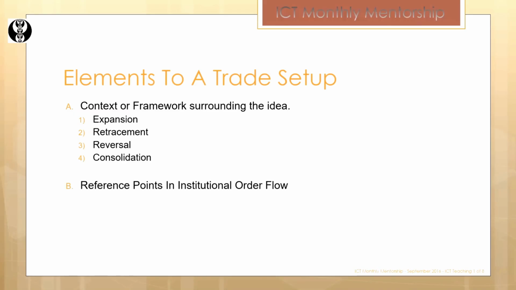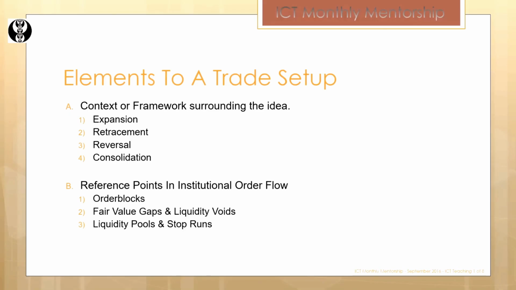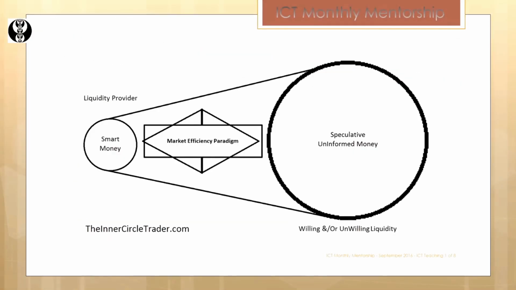Now, the other characteristic we use for defining elements to a trade setup is using these 4 criteria for context and framework to specific reference points in institutional order flow. The first one is order blocks. The second one is fair value gaps and liquidity voids, liquidity pools and stop runs, and lastly, equilibrium. Now, understanding those 2 characteristics together will give you a greater understanding of the market efficiency paradigm, how the smart money interprets price, and how they influence the general populace or the speculative uninformed money.